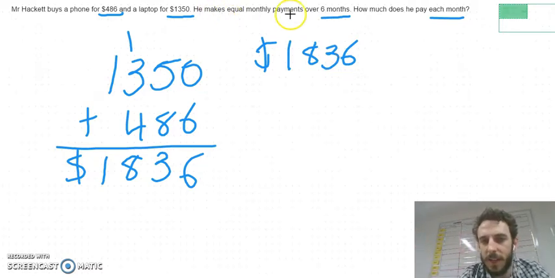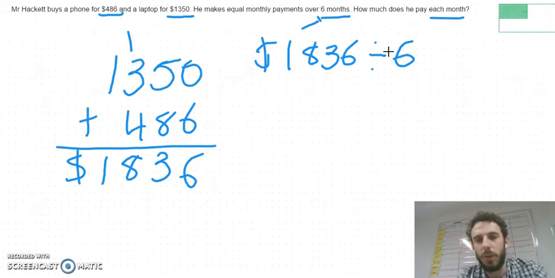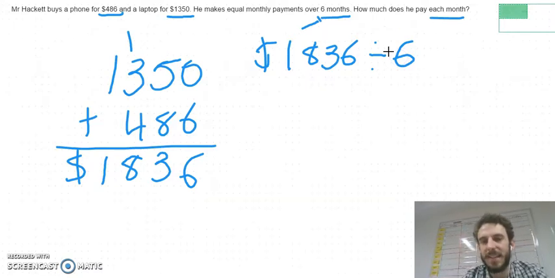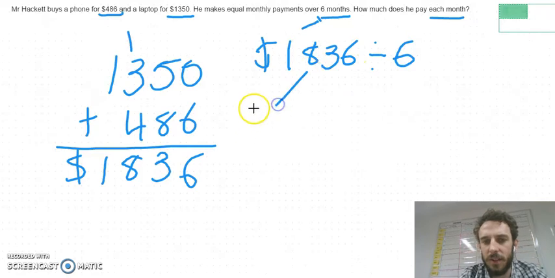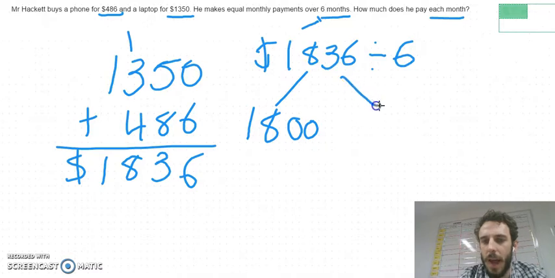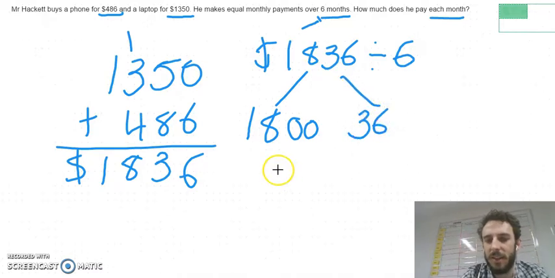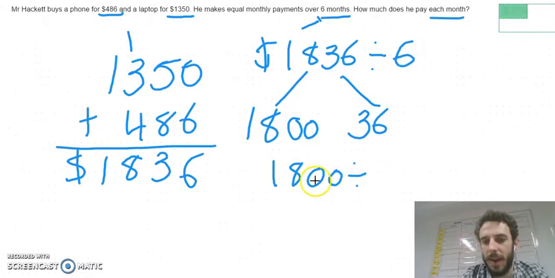Now, to work out how much he pays each month, he's paying it over 6 months. So I need to divide by 6. I'm going to use my partial quotient strategy here to make it easier. So I'm looking, can I see any of these parts that are easily divisible by 6? I know 18 goes into 6, so that's 1,800. So I've got my 2 extra tens. And I know 36 divides by 6 easily. So I've broken it down. Now I'm writing it in my number sentence: 1,800 divided by 6 and 36 divided by 6.